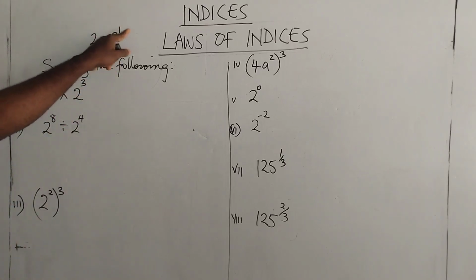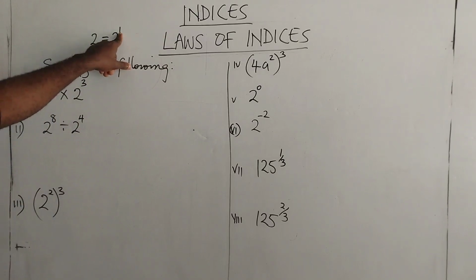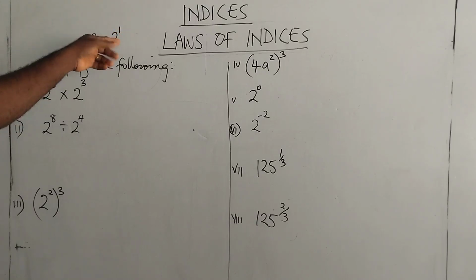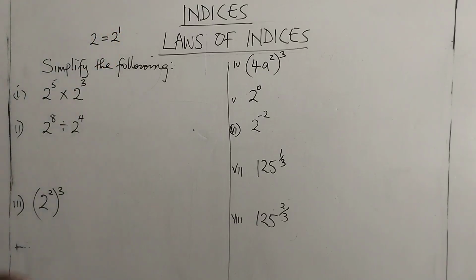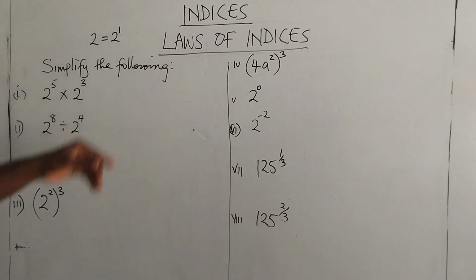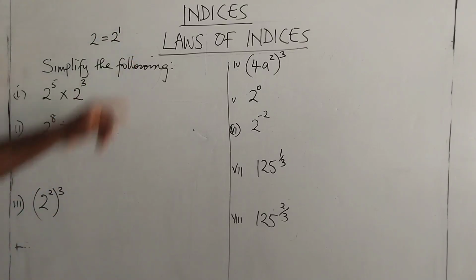The plural of index is what we mean by indices. In mathematics, we also refer to an index as power. So you can say 2 raised to power 1. If you don't want to use the word index, you can say 2 raised to power 1.